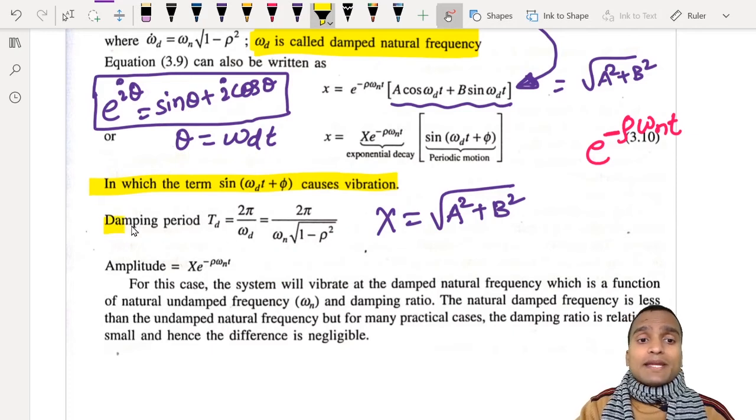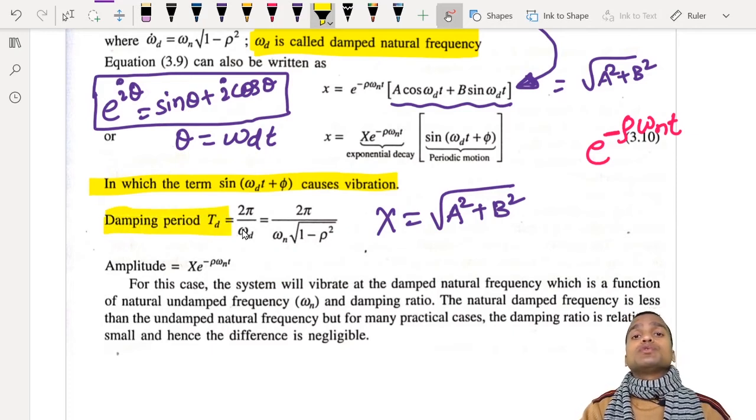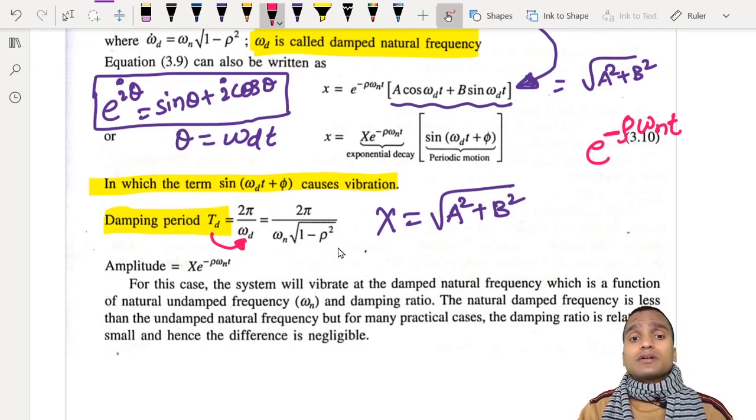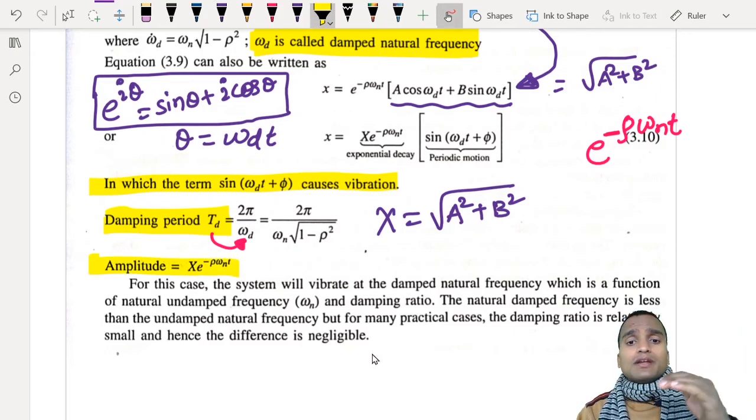Here omega d is the damped natural frequency, for which we can also calculate the damped time period Td, equal to 2 pi by omega d. This is not the natural time period, this is the damped time period, which is why we use omega d. And omega d is equal to omega n into root under 1 minus rho square. Here the amplitude will be X into e to the power minus rho omega n t. This is an exponentially decaying term, so you can easily get the idea that the amplitude will be decaying.